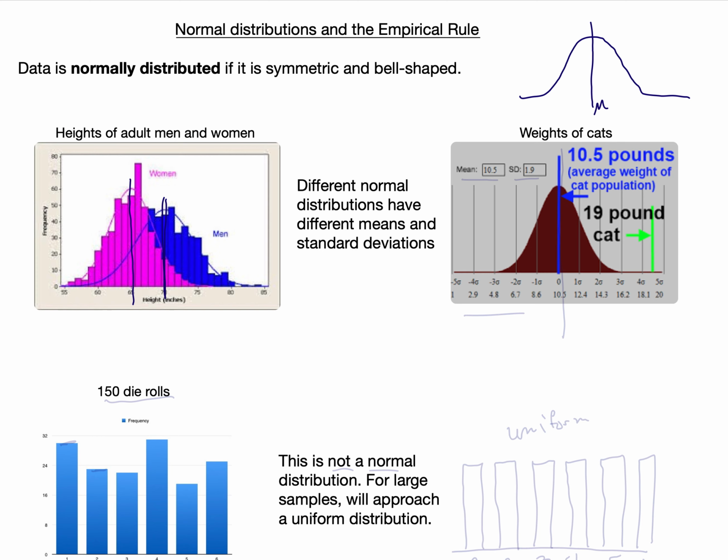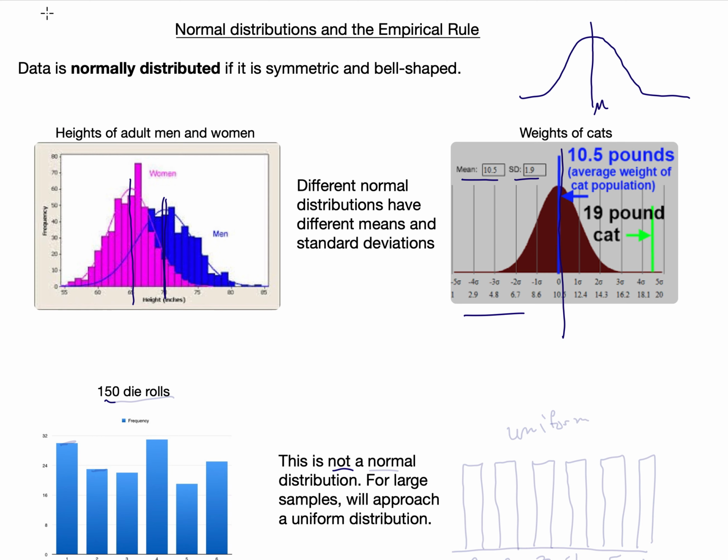Here is another normal distribution. This is for weights of cats, and they're saying that cats have a mean weight of 10.5 pounds and a standard deviation of 1.9 pounds. So here is our mean, and we've got a bell-shaped curve, symmetric about that mean, and we've got a standard deviation of 1.9 pounds.